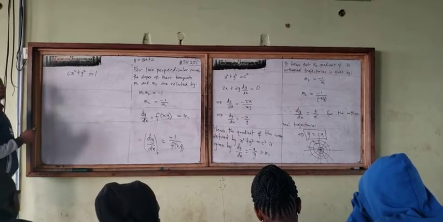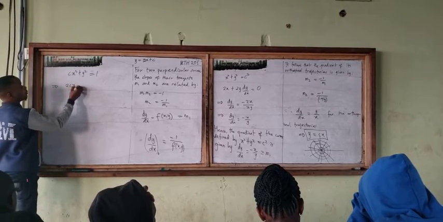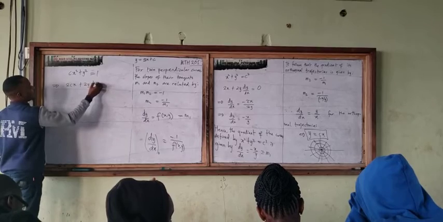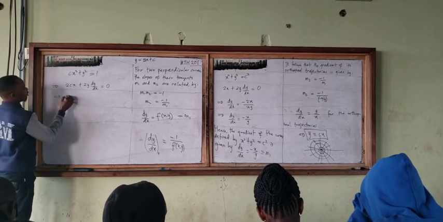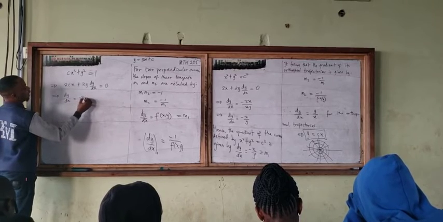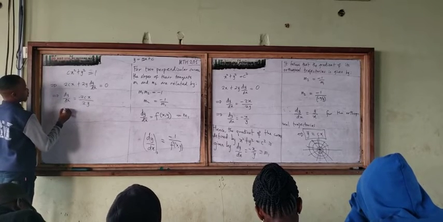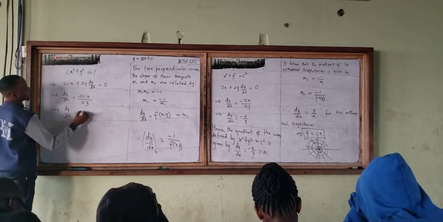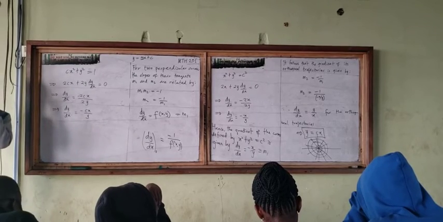When you differentiate this implicitly, what do you get? 2cx, right? Are we together? Yes. Plus 2y dy/dx equal to 0. Are we together? Yes, sir. That means dy/dx is what? dy/dx is equal to minus 2cx all over 2y. We cancel 2. That means that dy/dx is equal to minus cx over y. But we will not stop here. We will have to eliminate c.